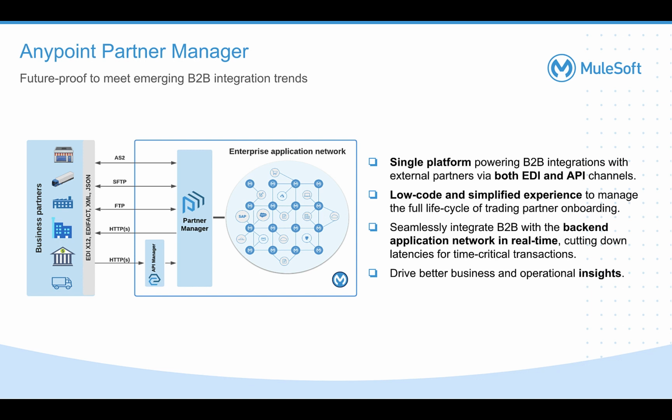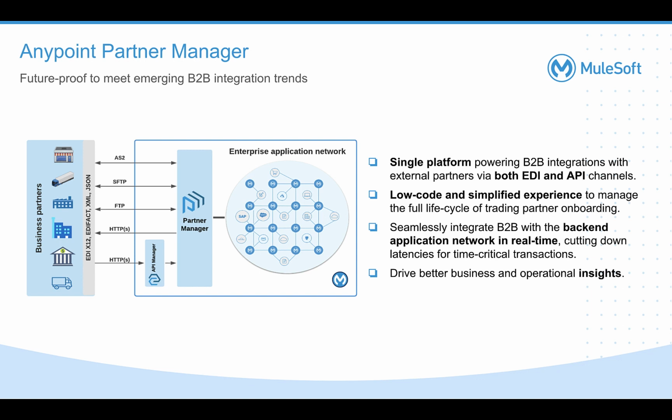Anypoint Partner Manager is a low-code extension to the enterprise application network, allowing organizations to easily integrate with their trading partner ecosystem that includes their B2B customers, suppliers, logistics providers, and other parties involved in the business relationship.